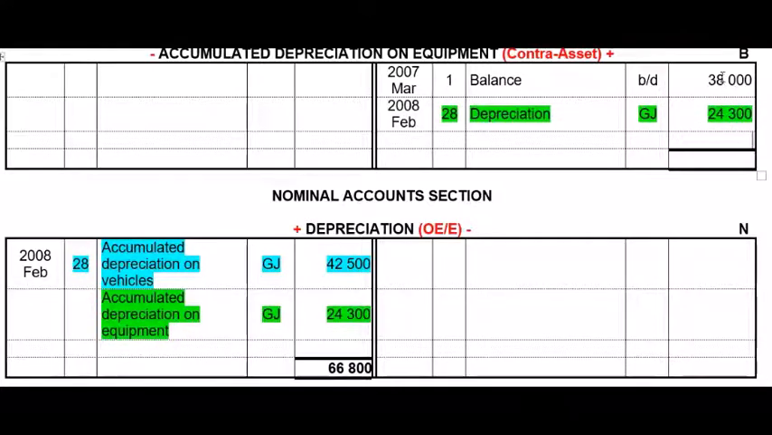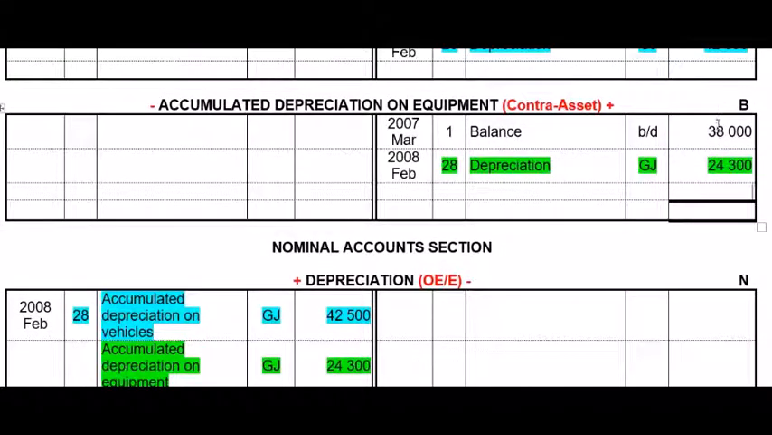And then our accumulated depreciation on equipment is now at the end of this year 62,300, which means our equipment has lost a total of 62,300 Rand from the time that we've bought it.